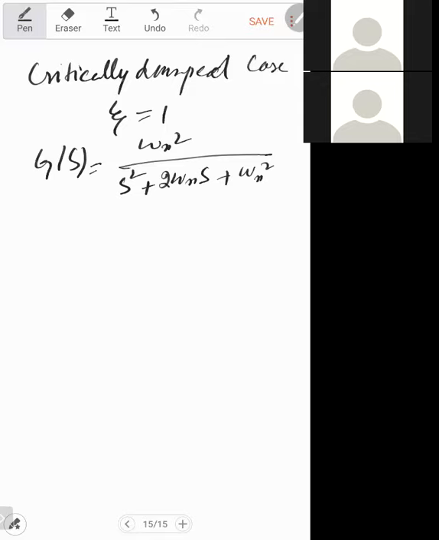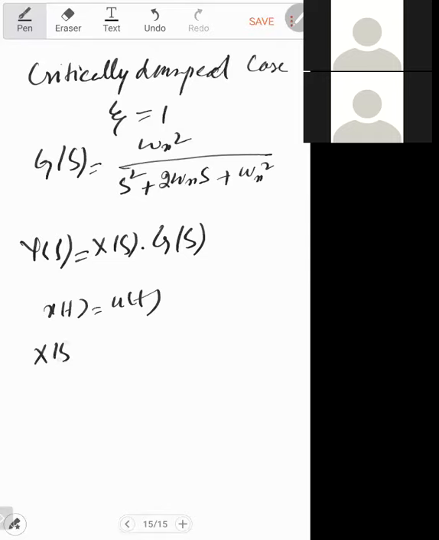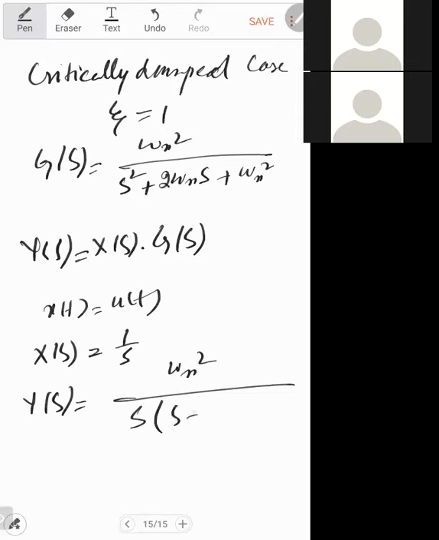Straightforward because the two roots are at the same location, meaning that y of s is equal to x of s multiplied by g of s, the output response of the system when the unit step function is applied. We know that x of t is the unit step function, so x of s will be equal to 1 over s. So y of s will become equal to omega n square divided by s times s plus omega n square, which is straightforward.